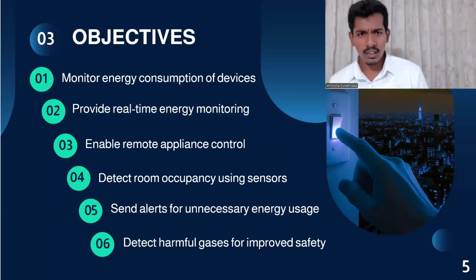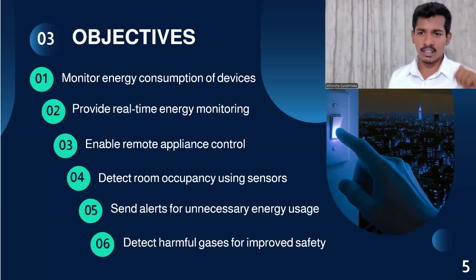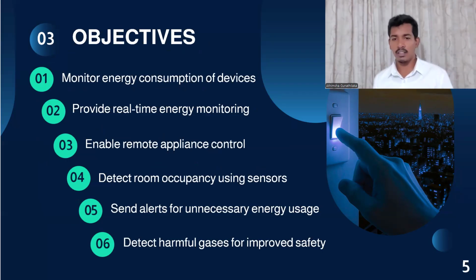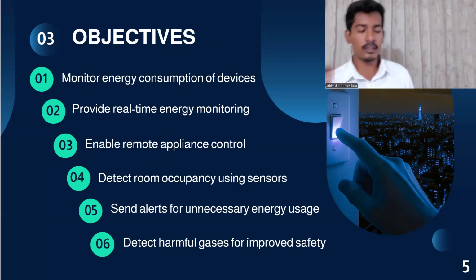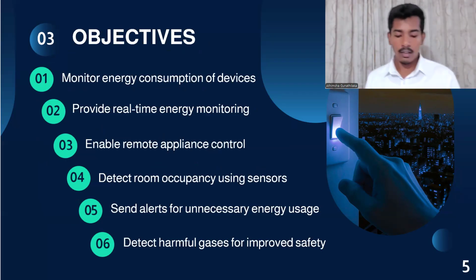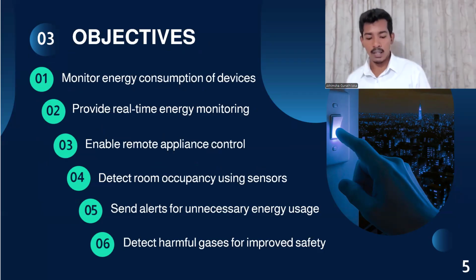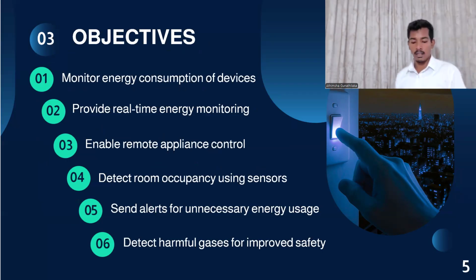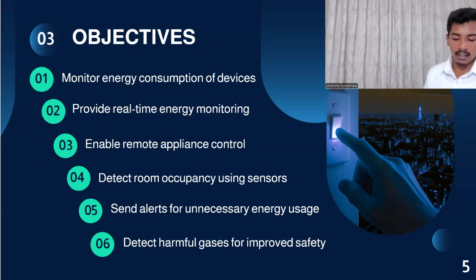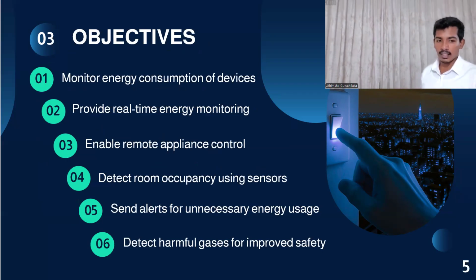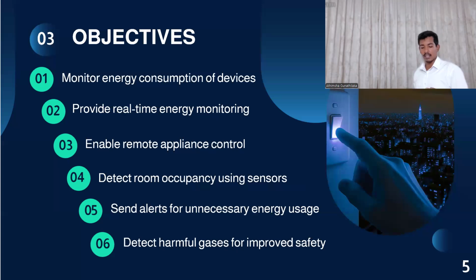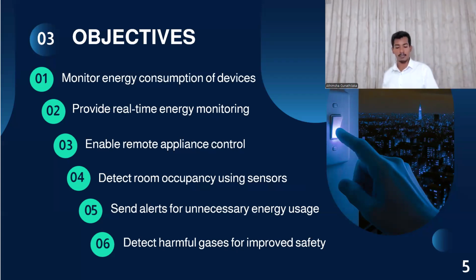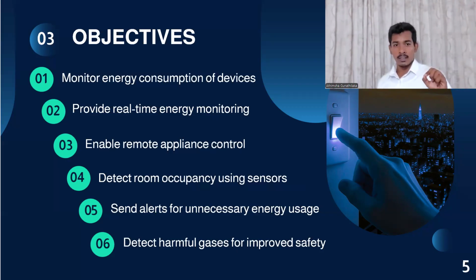For this project, we have 6 clear objectives. First, monitor device level energy consumption. Second, provide real-time data. And thirdly, to enable remote appliance control, to detect room occupancy and send alerts when energy is being wasted. And last but not least, we have a safety layer as well to detect harmful gases in the environment. These 6 objectives shaped every design decision that we made.